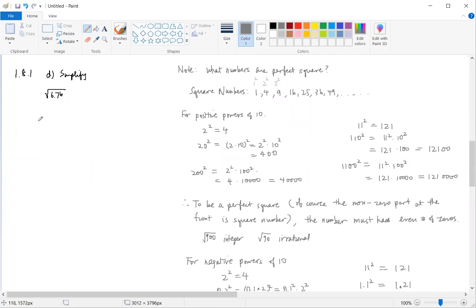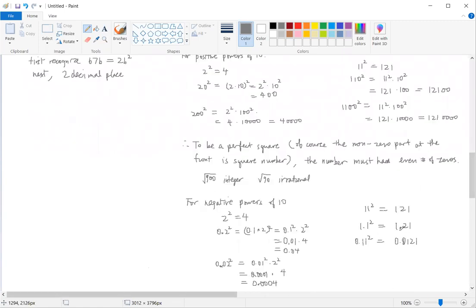First we recognize 6.76 is a square number. I think you all know the square numbers quite well, right? I think 676 equals 26 squared. And next, this is 2 decimal places, an even number of decimal places. That means the original is 1 decimal place. So you see again, 2 decimal places here means you are 1 decimal times 1 decimal. That's how you can get 2 decimals.